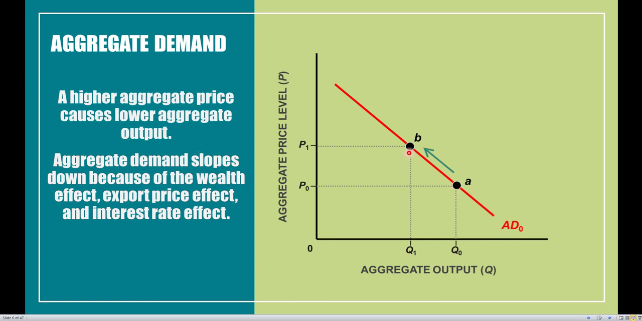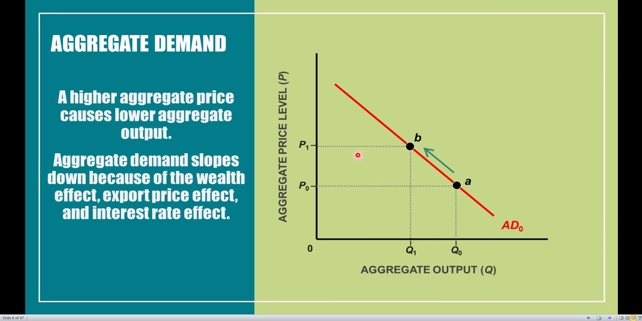So here, as we move from point A to point B, we have higher price levels. It's going to cause lower aggregate output. However, we are a little bit interested in seeing why our demand curve is going to be downward sloping here. And there are three different reasons why our aggregate demand curve slopes downward. So here we take a look at the wealth effect, the export price effect, and then the interest rate effect. And all three of these effects combine with one another to show us exactly why we have a downward sloping line. And we need to go ahead and take a closer look at each one of these effects. So just keep in the back of your mind, as we move from point A to point B, it's going to show us exactly why we have this downward sloping line.